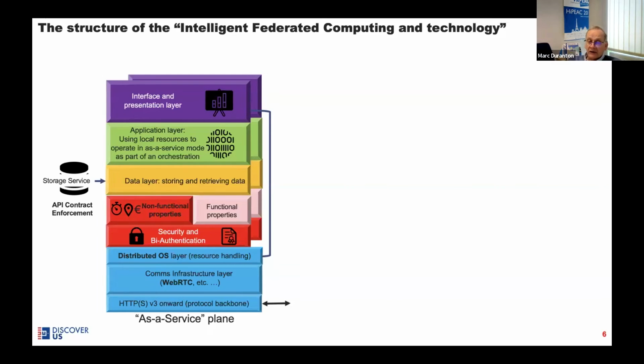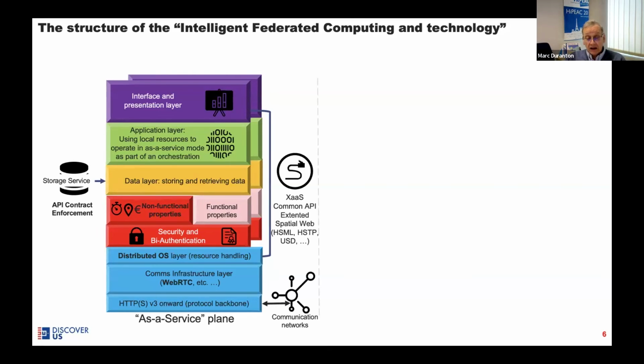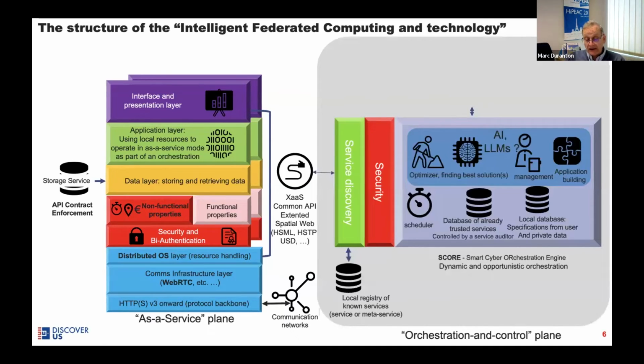Because when you are providing a service, you need to tell the people that request your service that you are the genuine one. And also, you need to know at some level to whom you are talking. You need to have a data layer and, of course, an application layer. So all this will be interconnected, either locally or with communication networks, to this orchestration and control plane, where the key element is this orchestration part.